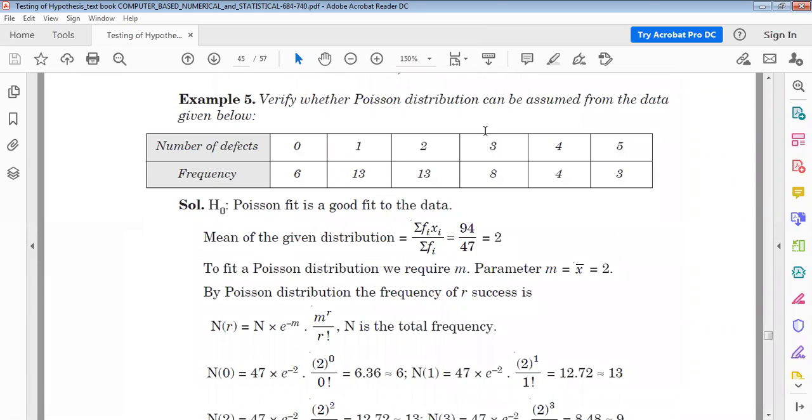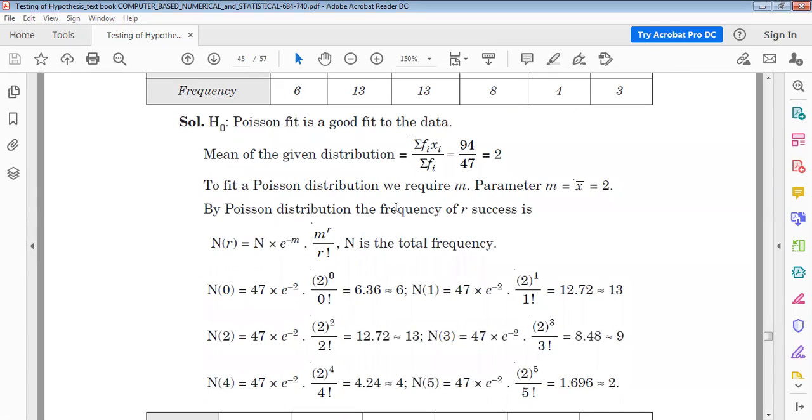Now verify whether the Poisson distribution can be assumed from the data given below. The number of defects is given in the first row and the frequency in the second row. Suppose H naught is the null hypothesis that the Poisson fit is a good fit to the data. The mean of the distribution is summation fi xi divided by summation fi, the total frequency, which is 47. Summation fi xi is 94. After division we get 2. This is fi and this is xi.